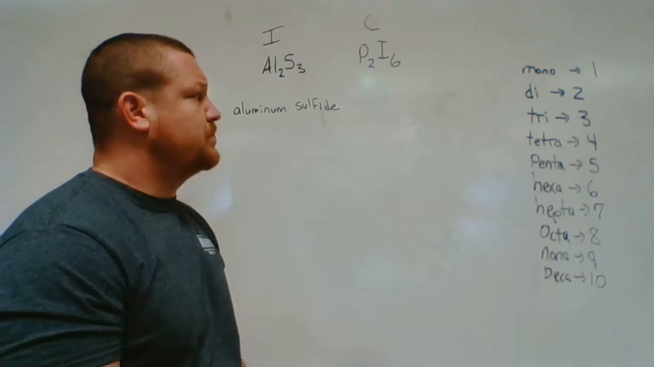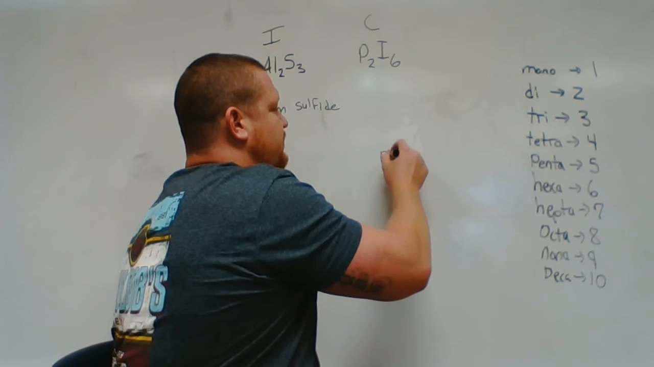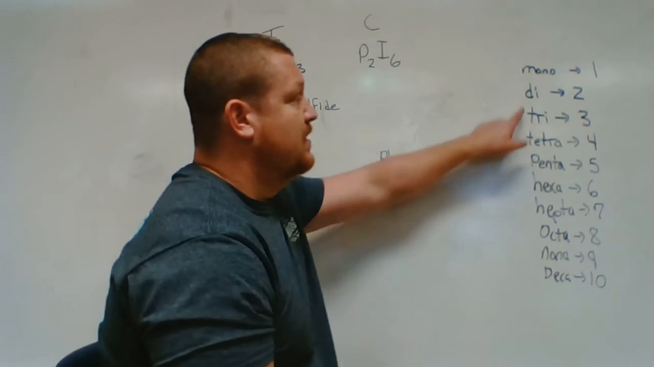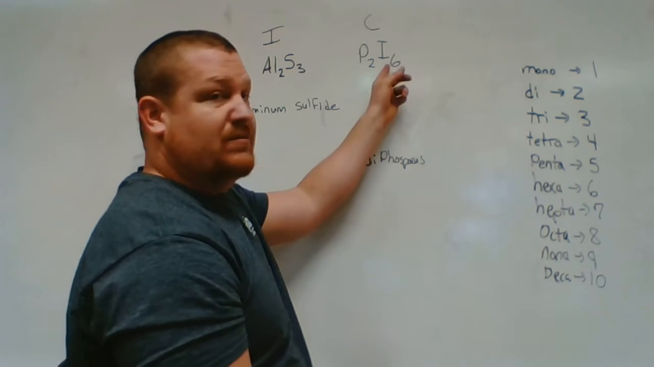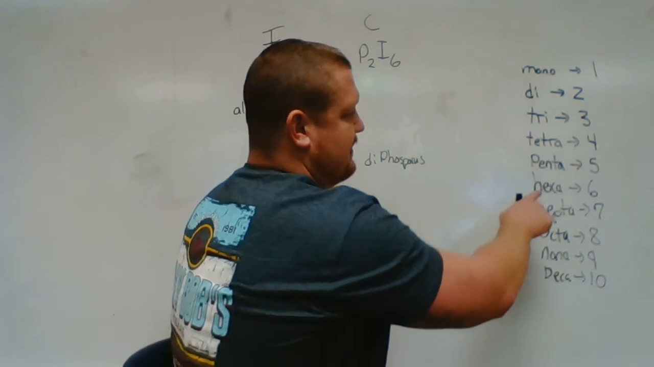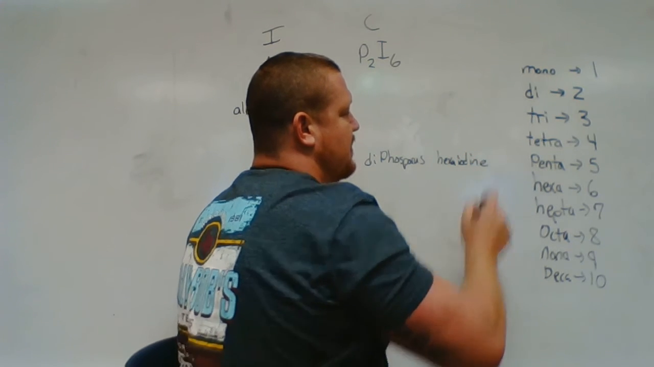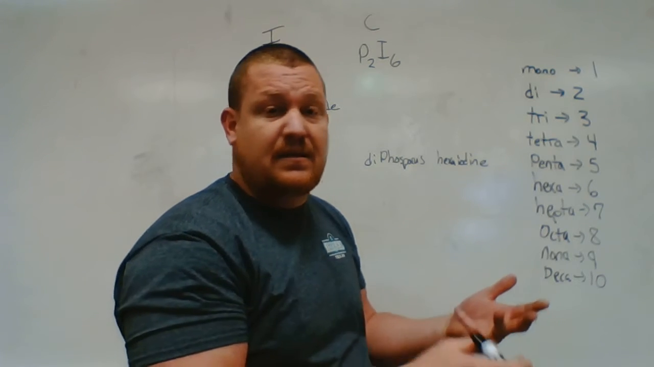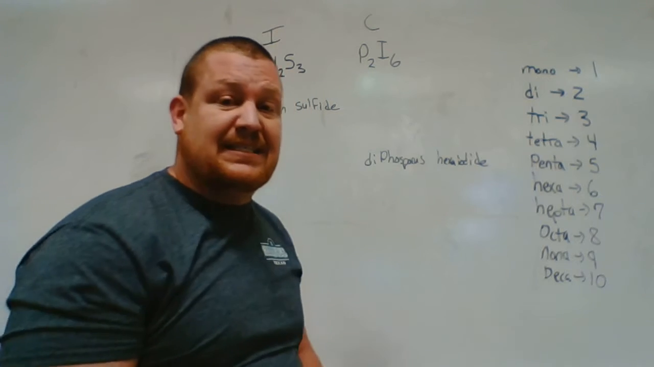This one is covalent. So we're going to write our first one, phosphorus. We have 2 phosphoruses, so di. So this is diphosphorus. We've got iodine. There's 6 iodines, and 6 is hexa. So hexaiodine. And don't forget, we've got to change the ending again from iodine to ide. So this is diphosphorus hexaiodide.